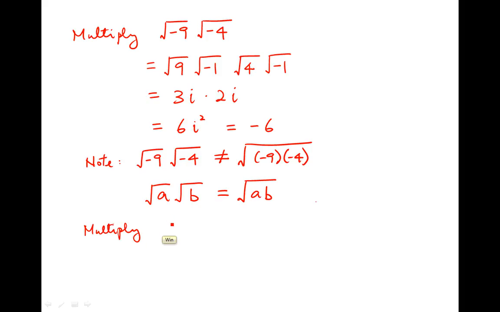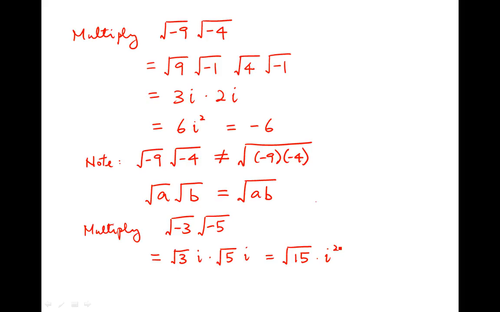Let's try another one. If I want to multiply the radical negative 3 times the radical negative 5, then what should I do? The very first thing we need to do is take care of the negative inside the radical. So I have a radical 3 times i, I pull out the radical negative 1, and then times the radical 5 times i. And then I will have the radical 15 times i squared.